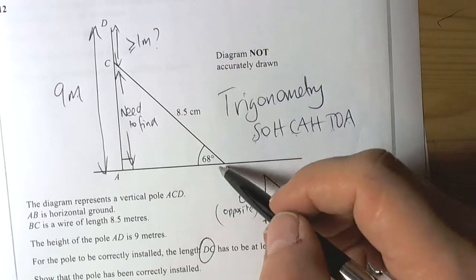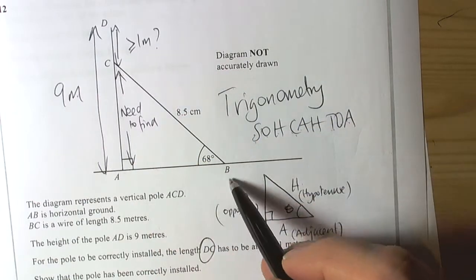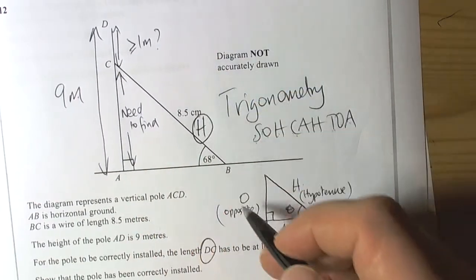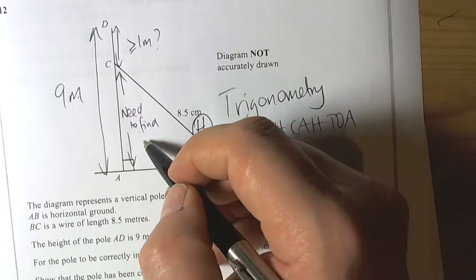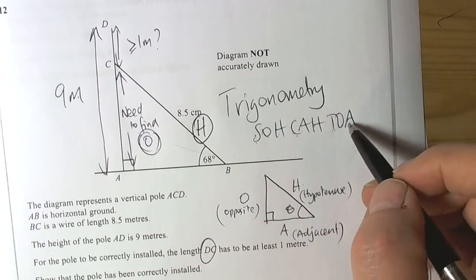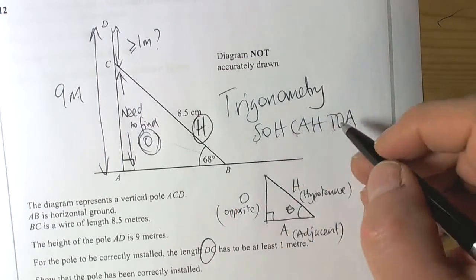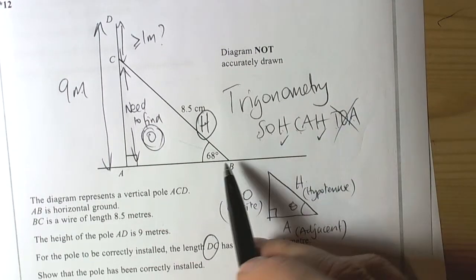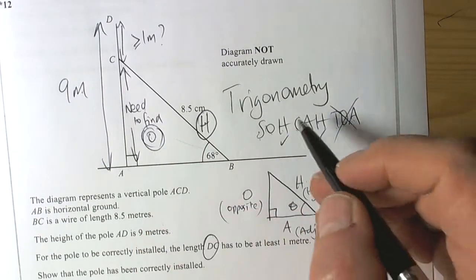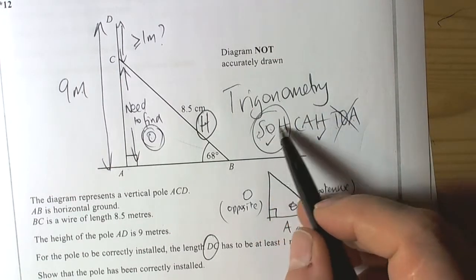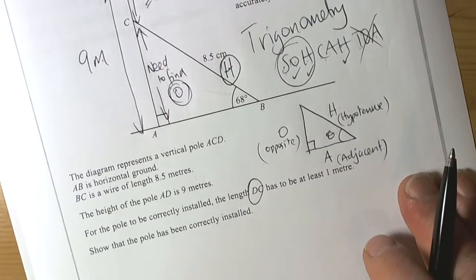So let's go through. We label up the triangle. We've got this information given to us. They've given us H, and we need to find this one, so we need to find O. So we go through SOHCAHTOA ticking what we're using. We've got an H, so we could use that, so that means TOA's gone. We need to find O though, so we need something with O in it. Well, that's the only one that's got O and H within it. So therefore we must be using sine.